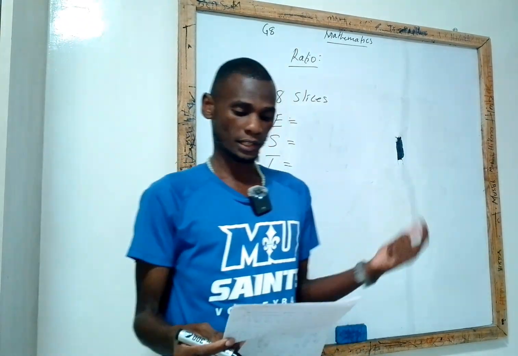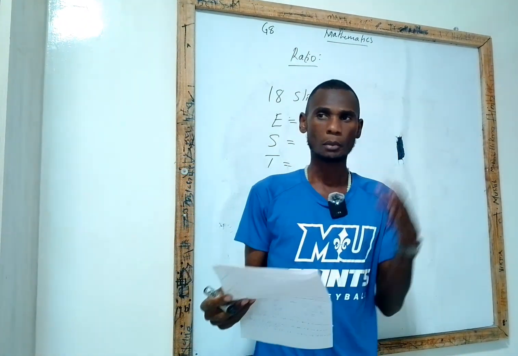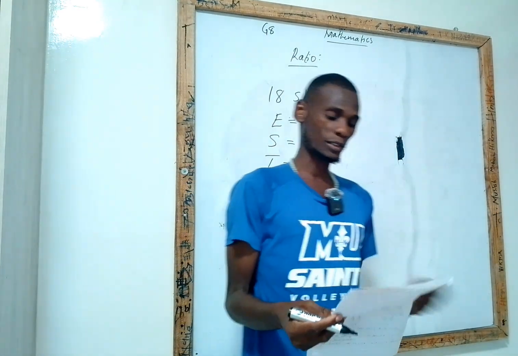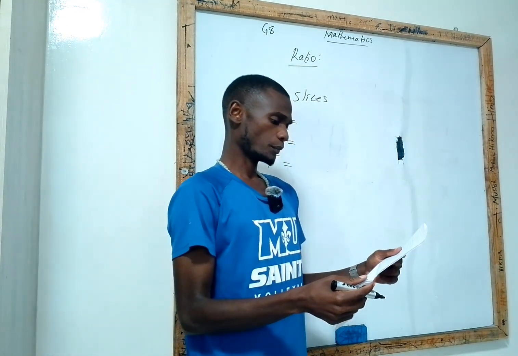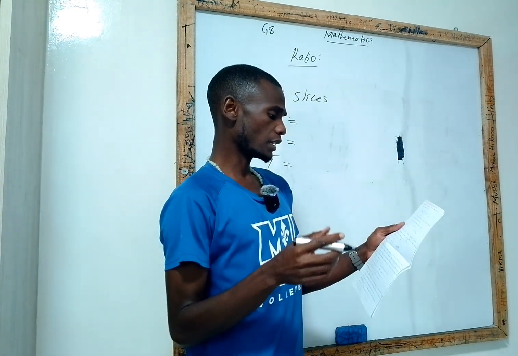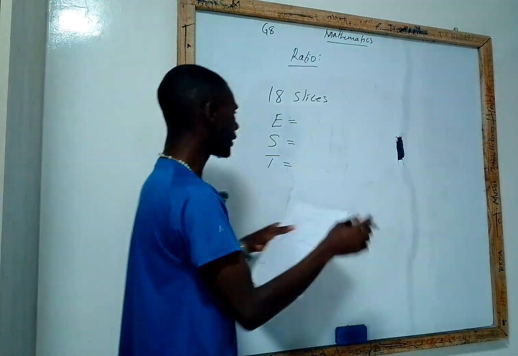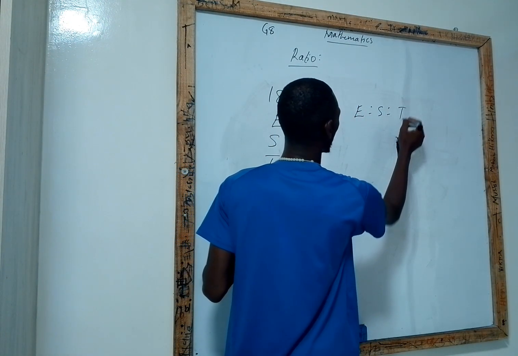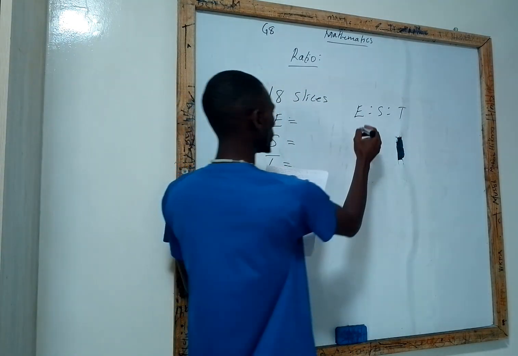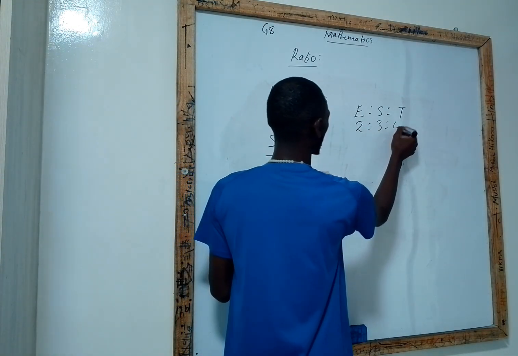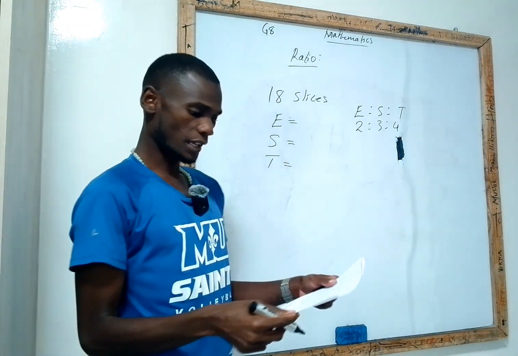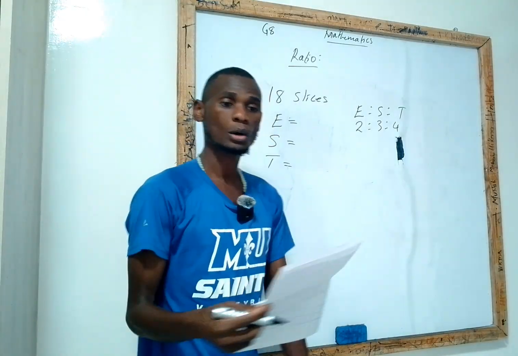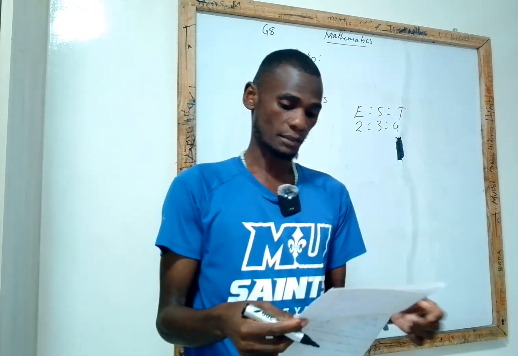These are the people who want to share these slices. So we want to see who ate more slices than the rest and why. They shared the loaf of bread in the ratio, in that order: Elsie, Sheldon, Tabitha. So in the ratio 2 to 3 to 4. Even looking at the ratio can tell you that these people did not eat the same number of slices.